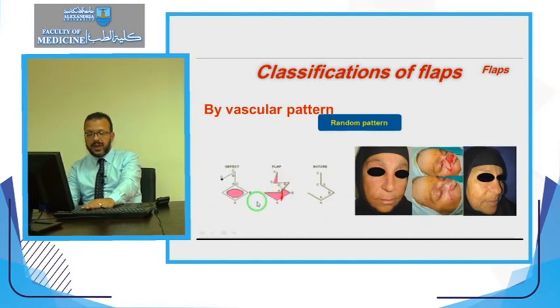An example of random pattern flaps. This is a random pattern flap. We don't know the named artery. There is no artery included in this flap. We only depend on the subdermal and dermal plexus that is traveling through the flap length from the base of the flap. This is the base of the flap, the only attached side of the flap. So this is called a random pattern flap.